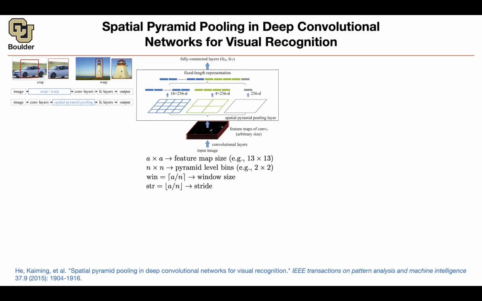That was the classification network. And the advantage of that is that now you can input images of variable sizes into your network. So you don't have to input 224 by 224 anymore.